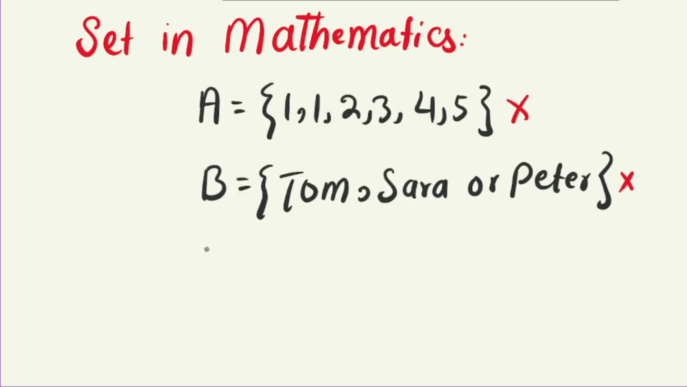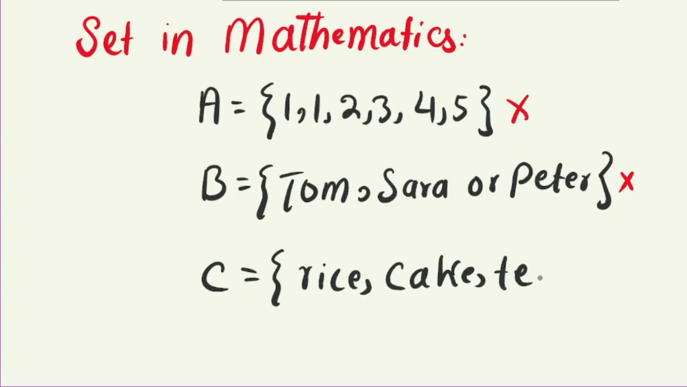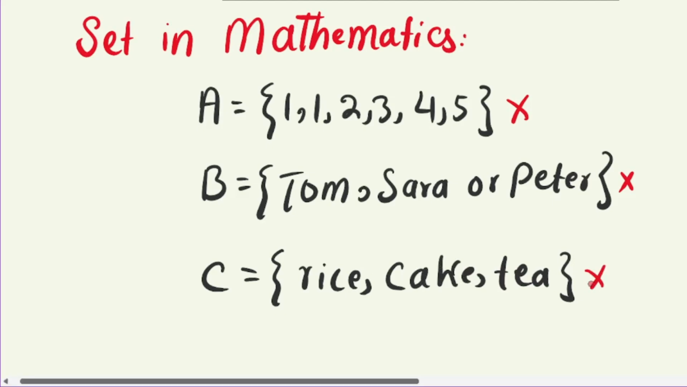Now let me have another example C which contains the elements rice, cake, tea, right? Let's say this is tasty for me, but it might be tasty to me and not to everyone. So this is also not a set in mathematics, because this collection may be tasty to me but not to anyone else.